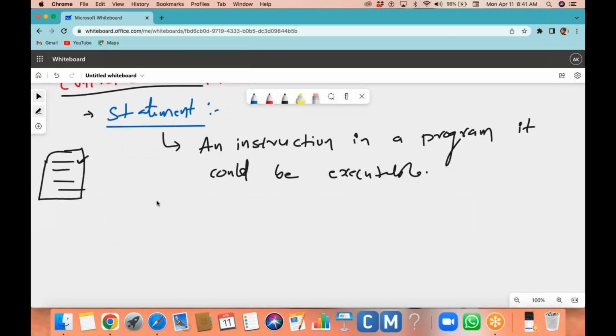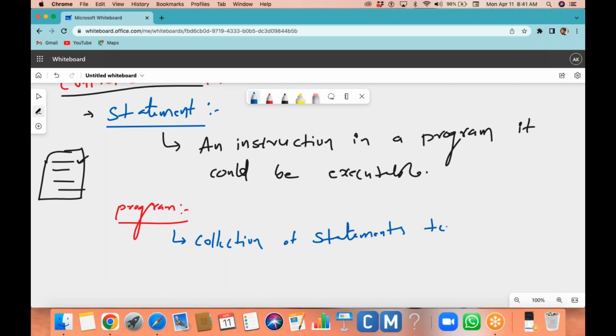Now let's understand what exactly a program is. Tell me, anyone, what exactly is a program? Program means it's a very simple thing. It's a collection of statements to do any one specific task. Is it clear, my point?